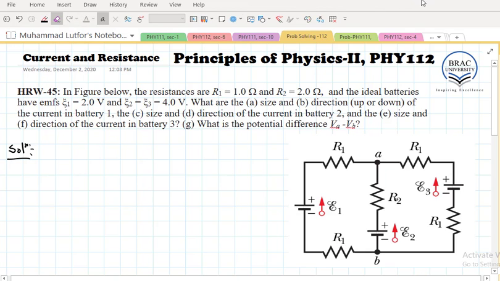Hello everyone, welcome to another problem solving session from chapter 27, which is actually current and resistance. Problem number 45 from Halliday Walker.